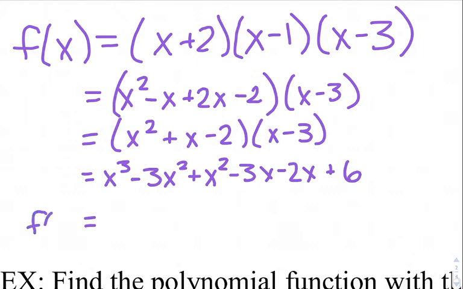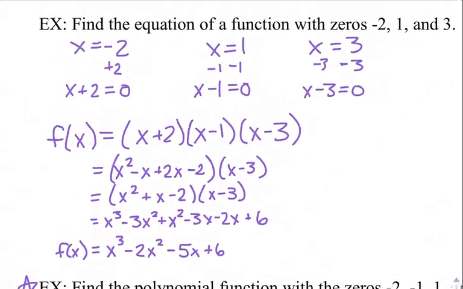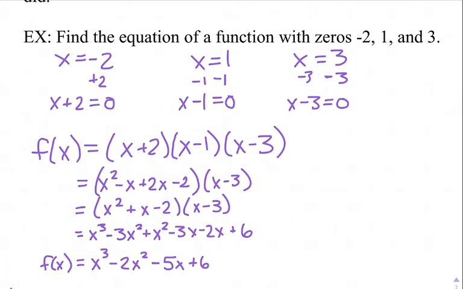Lastly, you just have to combine your like terms. So you get x cubed minus 2x squared minus 5x plus 6. So in order to create a function, given those zeros, remember you set each one of those zeros equal to x and then move it over so that whole side equals 0, and all you have to do is multiply it.